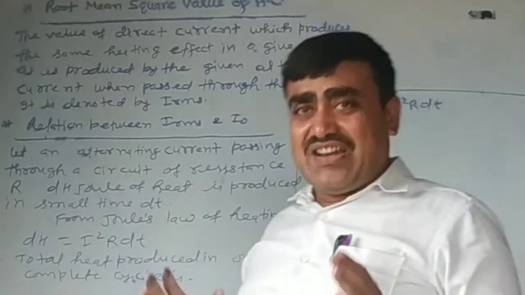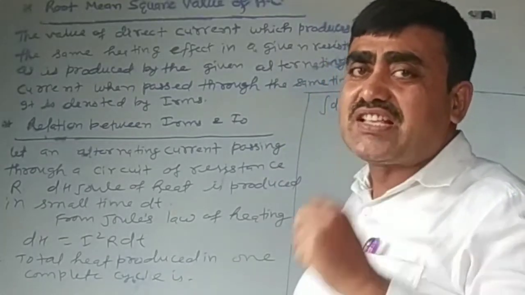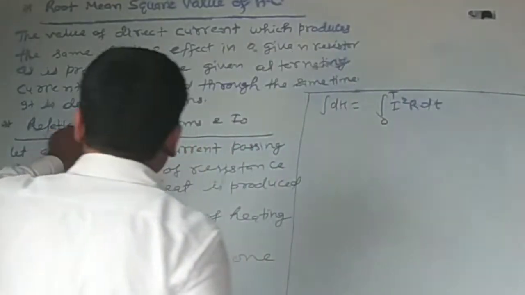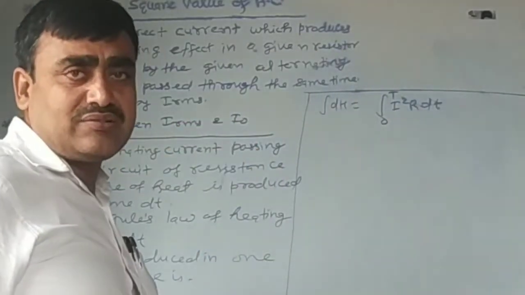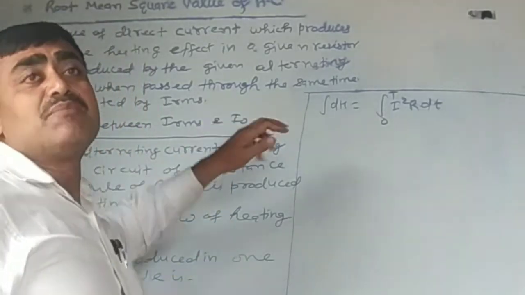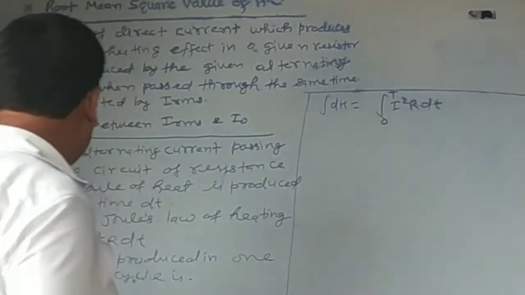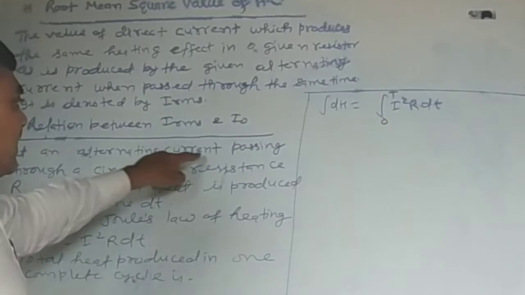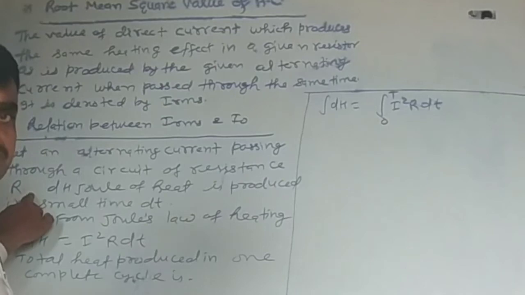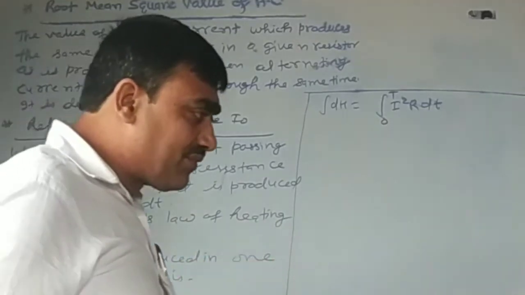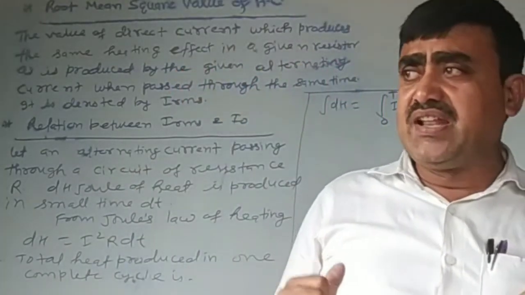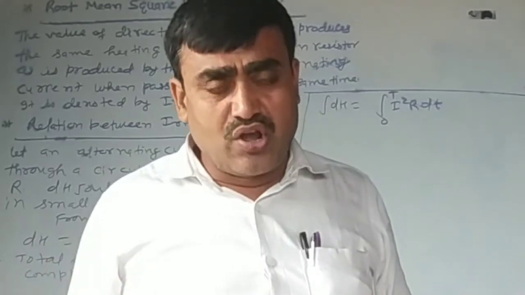Now I am going to establish the relation between IRMS and I naught. IRMS means root mean square value of AC. I naught means peak value of AC. Let an alternating current pass through a circuit of resistance R. When some amount of current is passing through a circuit or conductor, then some amount of heat is produced.